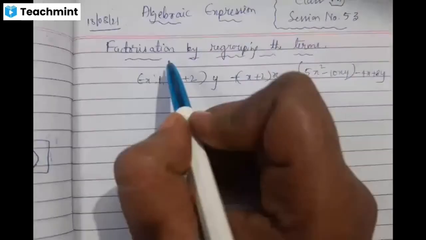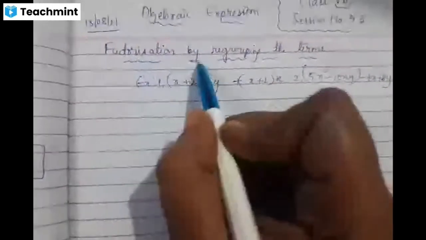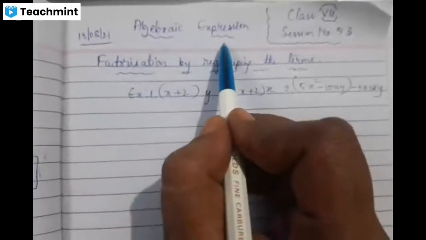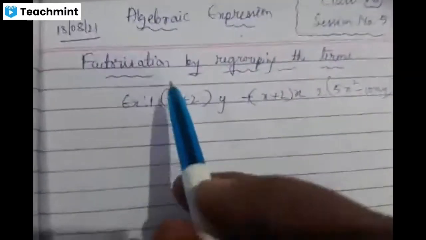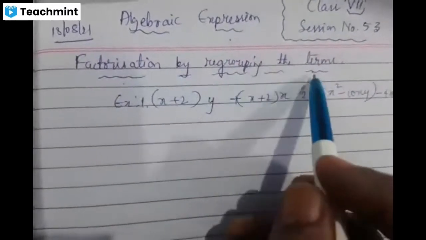Session number 53. We are going to discuss factorization by regrouping the terms under the chapter algebraic expression, and also we are going to solve the problems from worksheet 6 and value based questions, children. First, to understand factorization by regrouping the terms.